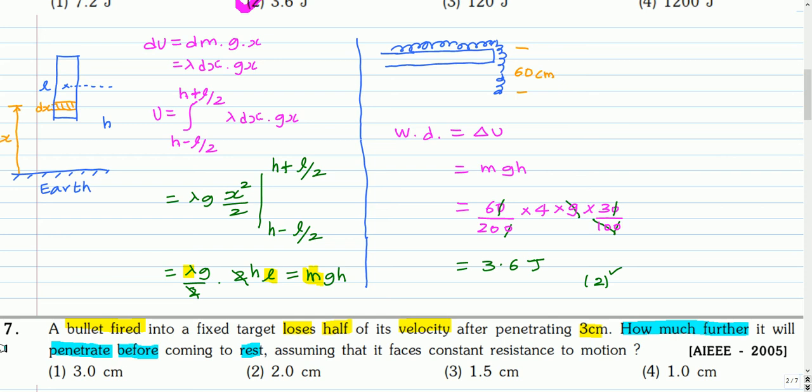This is the next question. A bullet is fired into a fixed target, and loses half of its velocity after penetrating 3 centimeters. How much further will it penetrate before coming to rest, assuming that it faces constant resistance to motion? You can pause and attempt this question.